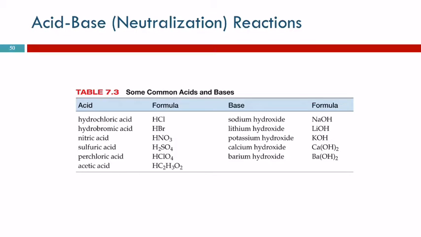Here are some common acids and bases. We notice all the acid names have the word acid in them: hydrochloric, hydrobromic acid, nitric acid, etc. Here's acetic acid. All the formulas start with H. Here are some common bases: sodium hydroxide, lithium hydroxide. They all end with hydroxide, and when we look at the formulas, it's a metal and hydroxide.